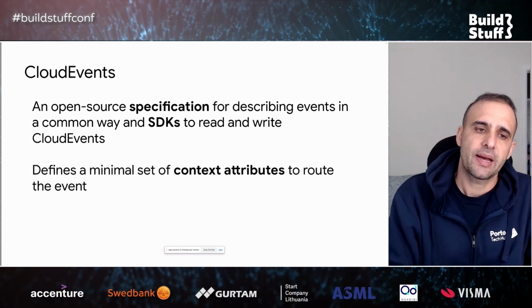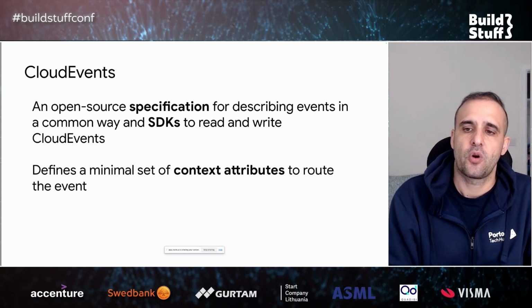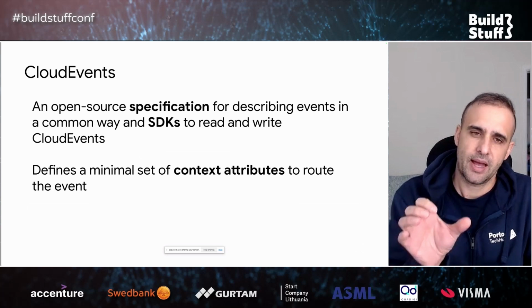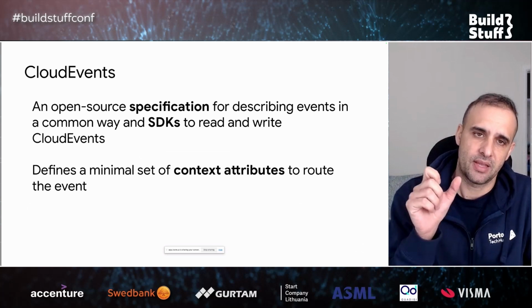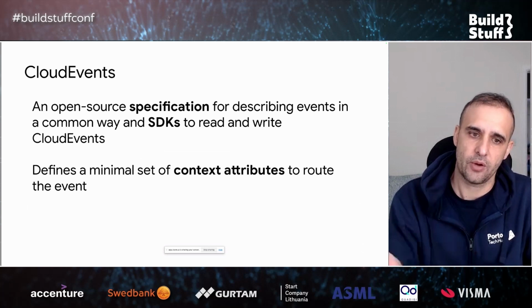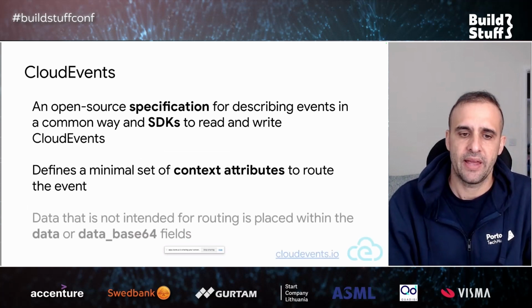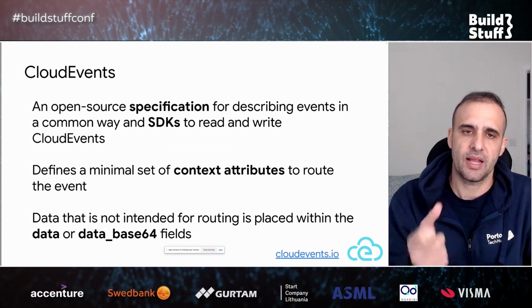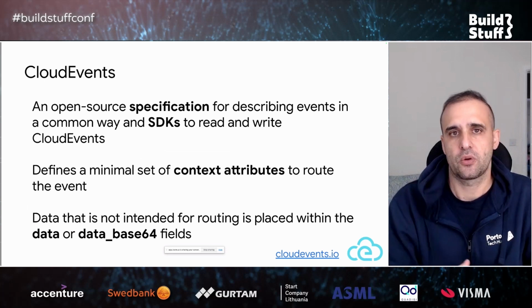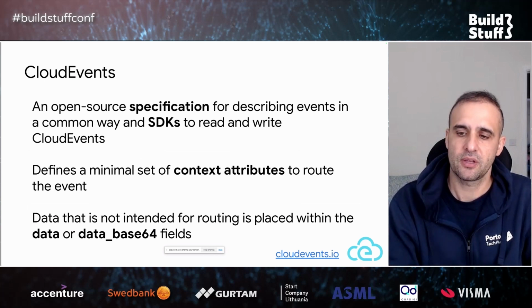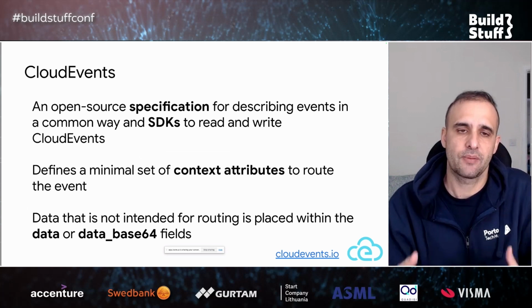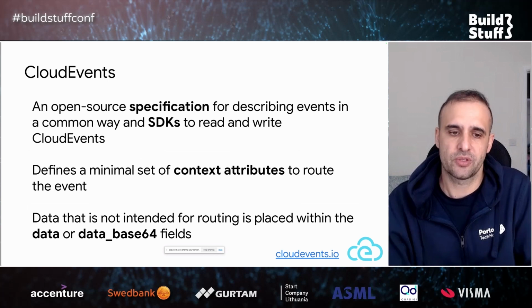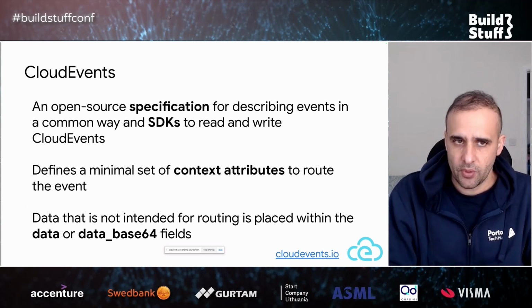Now, it does this by defining a minimal set of context attributes. So these context attributes are basically the envelope of the event that describes how your event should be routed. And then Cloud Events also have this data field or data_base64 field where you can put pretty much any kind of event payload you want. So that's the information that you want to send basically, and that lives under the data field. So that's what Cloud Events is.